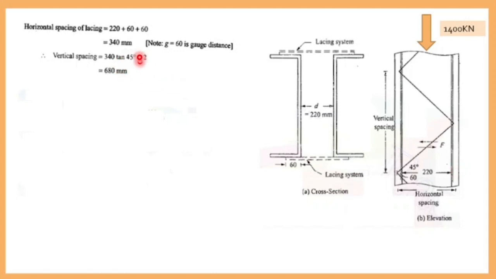Now what is this 2? From a single point to the next point, you are having 2 halves, isn't it? So this is a single triangle and you have to multiply by 2. So your vertical spacing is into 2. So you will be getting 680 mm. Least radius of one channel, which is 28.3.